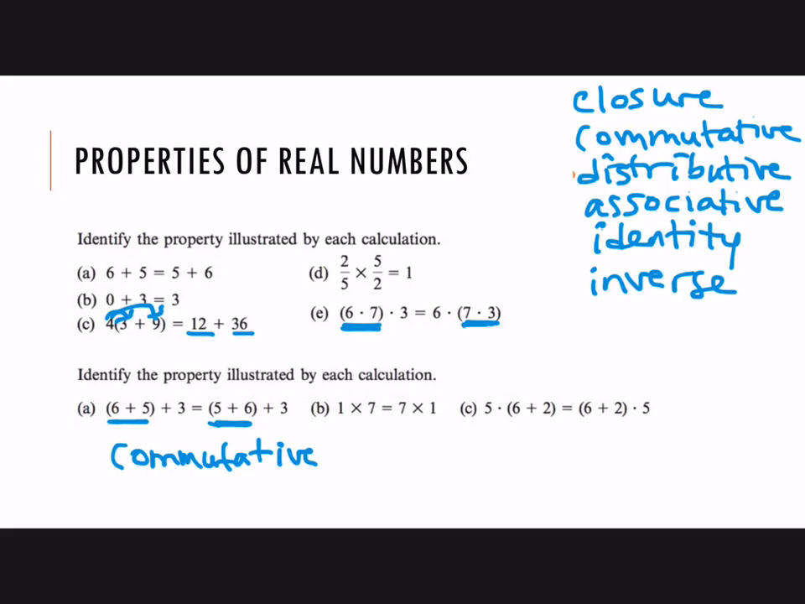How about B? One answer is that this is the identity property. 1 times anything is itself, but it's actually not. Again, this is the commutative property here too. What's different is that the 1 and the 7 have switched places. If we wanted to show the identity property, we would have had 1 times 7 equals 7 to show that 1 times that 7 doesn't change the value of the 7.